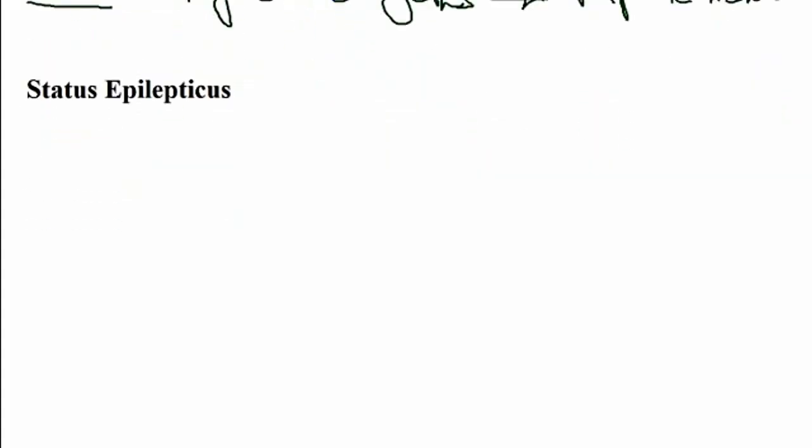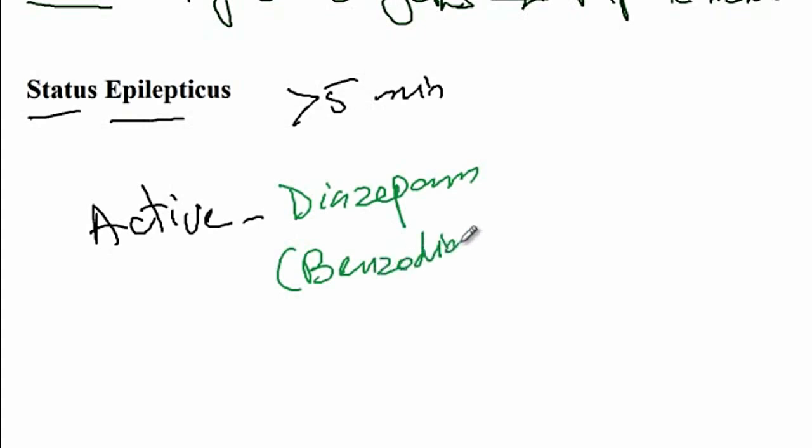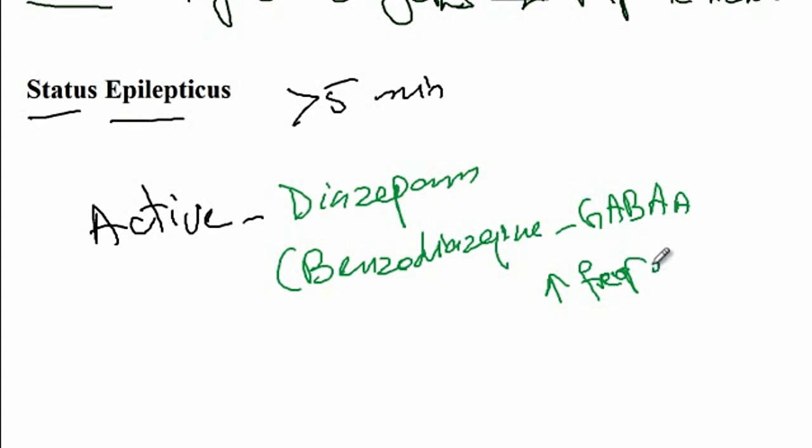And then the final seizure disorder we are going to discuss in this video is status epilepticus, which presents with an unremitting seizure that lasts for more than 5 minutes. And then active seizures are being treated by providing these patients with the diazepam, which is a benzodiazepine that facilitates the GABA A action by increasing the frequency of chloride channel opening.